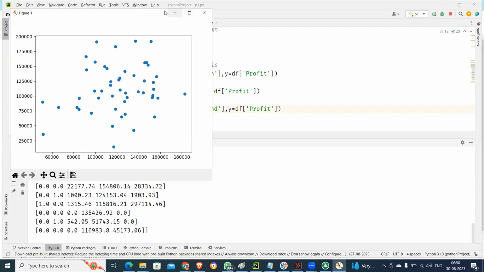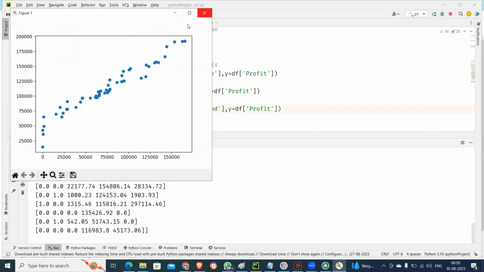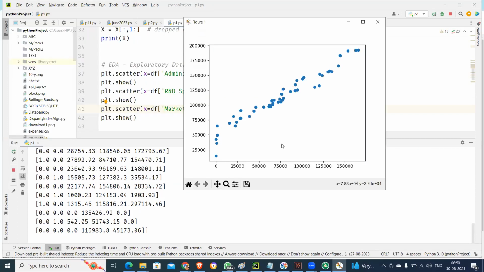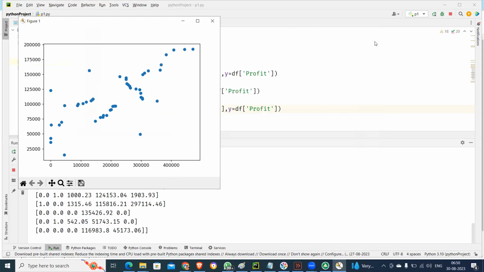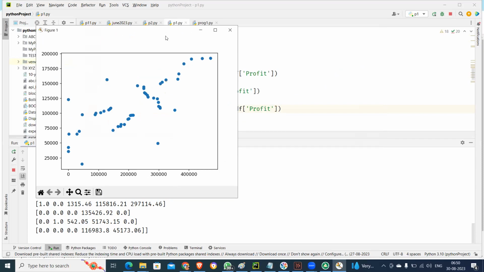So this is your admin. This is what we have seen. There is correlation, but it is very weak. This is your R&D spend. See, R&D spend looks like a very strong correlation. You see, dots are very close to each other, right? So if you draw a regression line, the errors will be less. So very strong correlation. And this is your marketing spend.